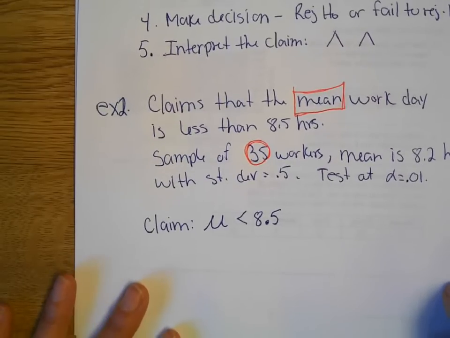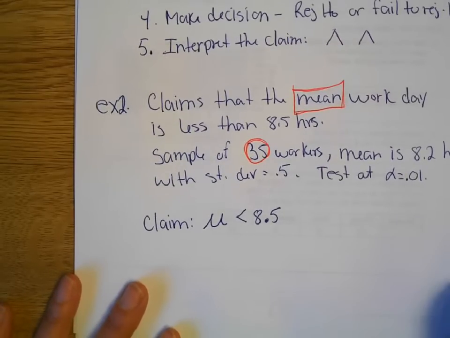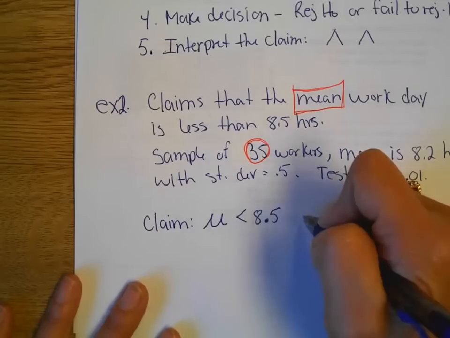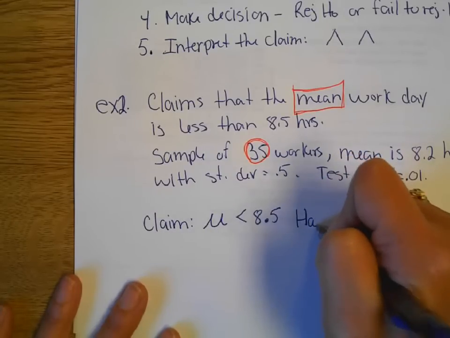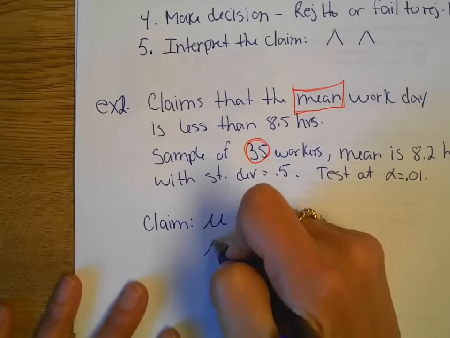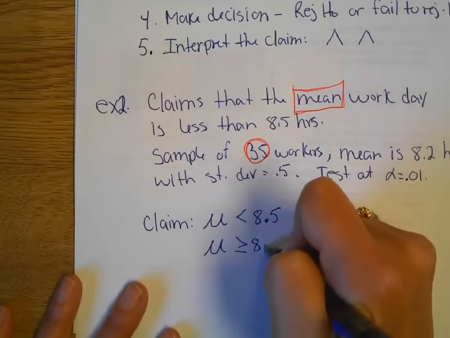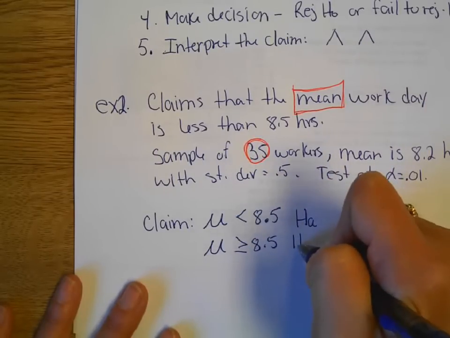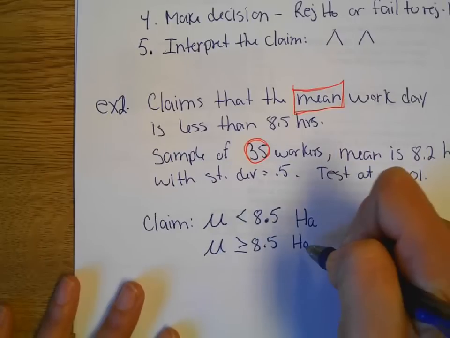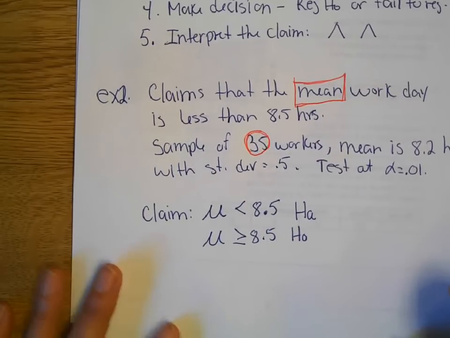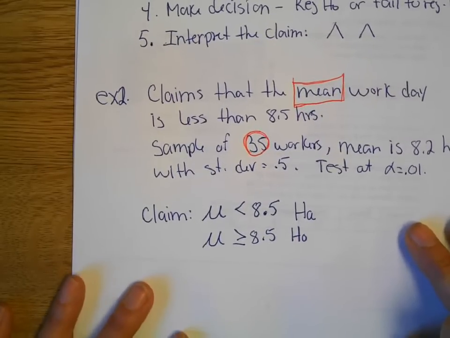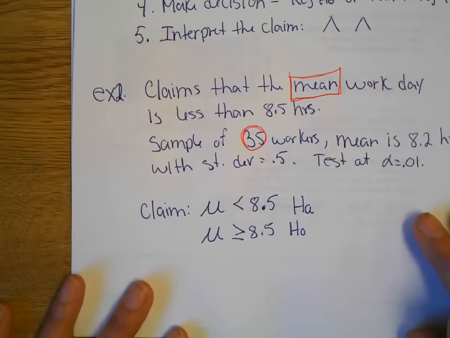So is that the Ho or the Ha? It's the Ha. So what will the Ho be that we're actually going to test? The mean greater than or equal to 8.5. So we're going to test to see if the Ho is true or not. Okay, that's step 1. What was step 2?